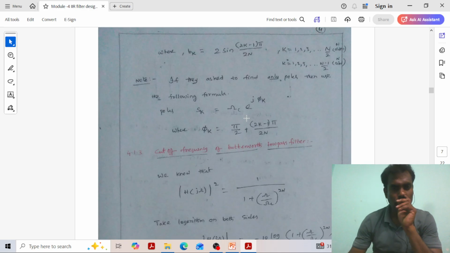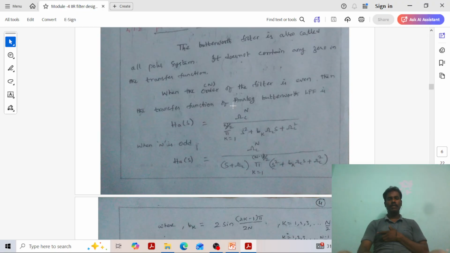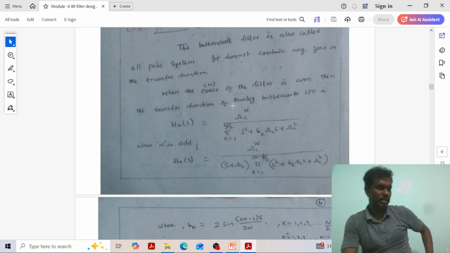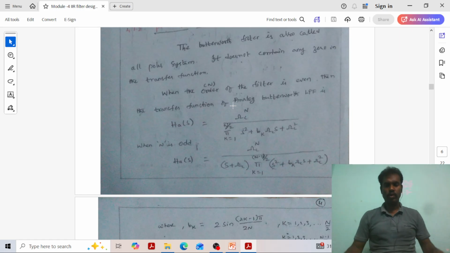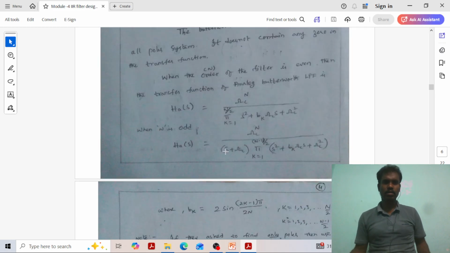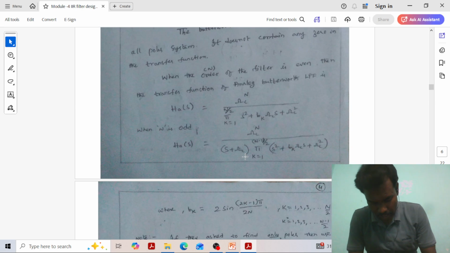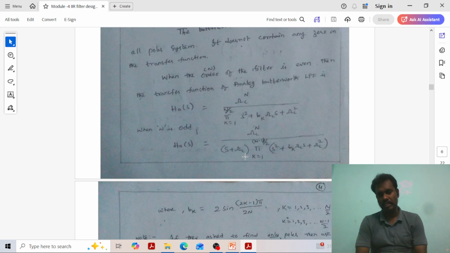Instead of that, we can also find the transfer function based on the order. If the order is even, we get one type of transfer function. If N is odd, we get another type. When N is odd, the transfer function has omega c power N by (s plus omega c). When N is odd, one pole must be at s equal to minus omega c. The remaining poles are at some other locations, but we can represent them as a product of second order polynomials in the denominator.